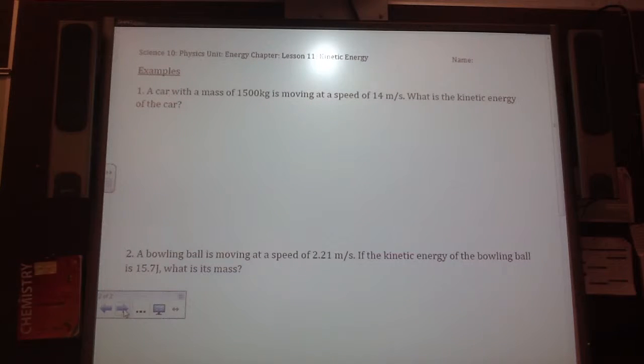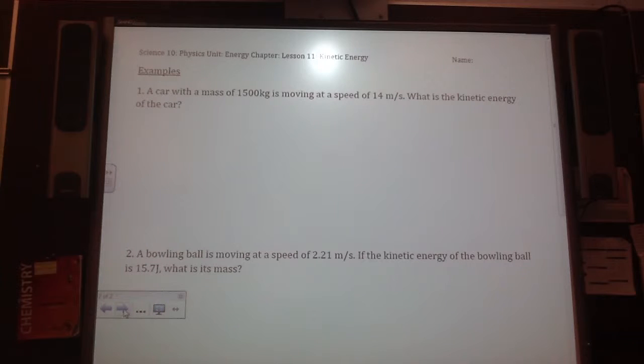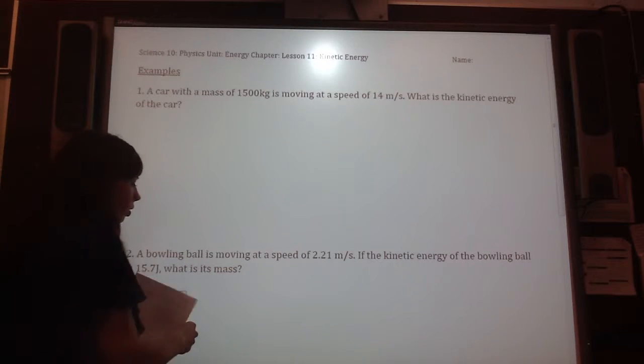So let's try one of these. We're told a car with a mass of 1,500 kilograms is moving at a speed of 14 meters per second. What is the kinetic energy of the car? So you start with writing down everything you know. Don't just jump into it, okay? Please start with writing down everything you know.